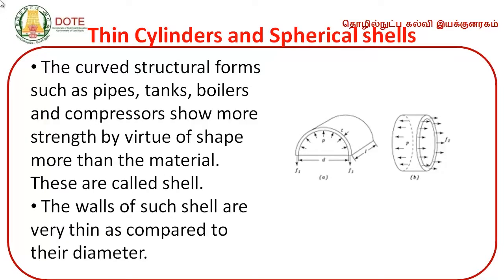Thin cylinders and spherical shells. These are all curved structures. The curved structural forms such as pipes, tanks, boilers, compressors and air containers show more strength by virtue of their shape more than the material.